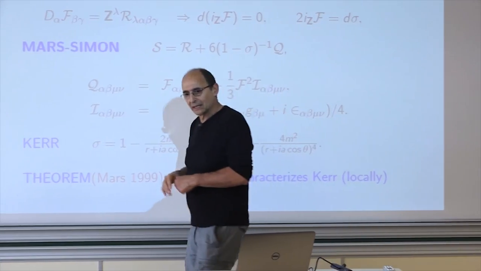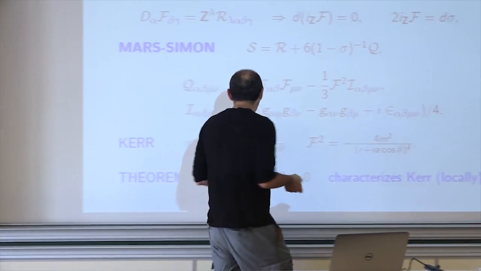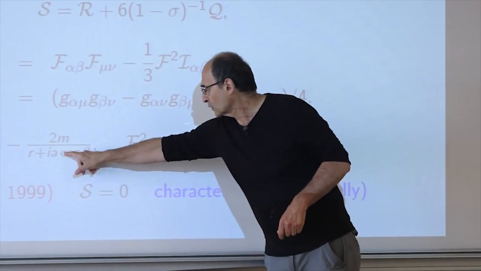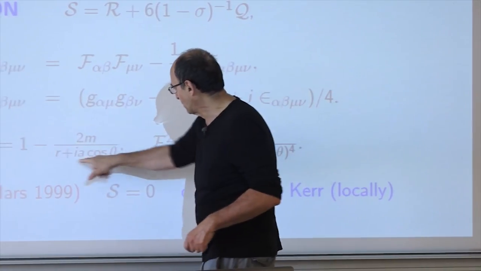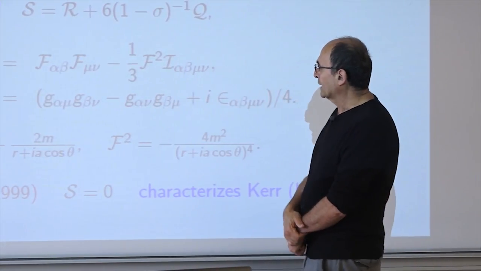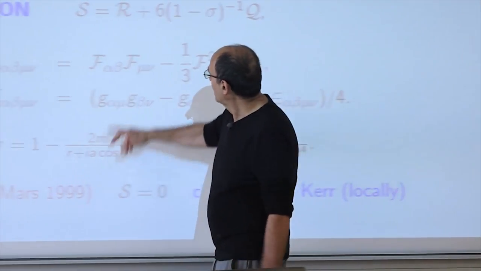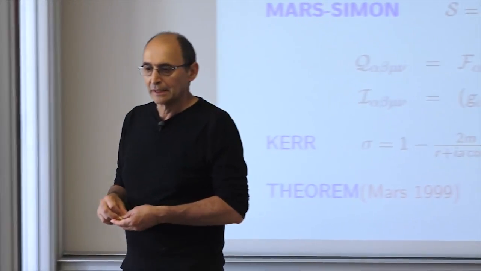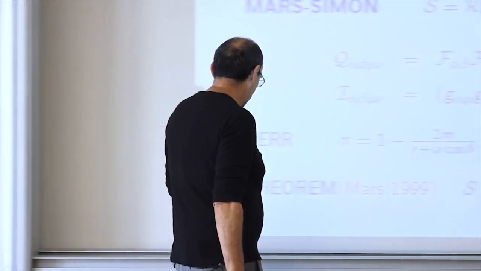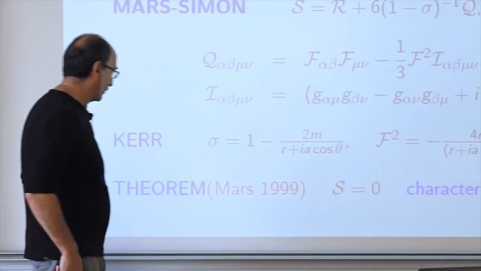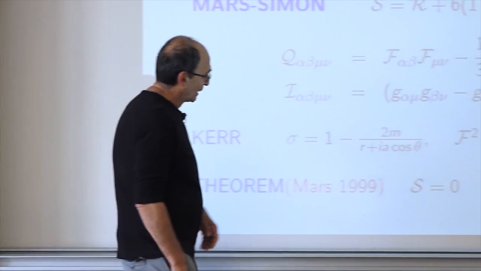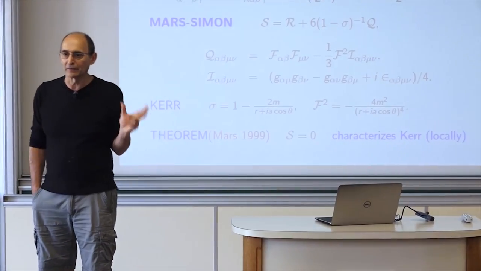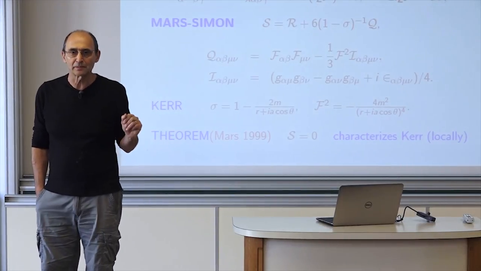And the remarkable thing is that in Kerr, you can calculate these quantities. You can calculate F squared, and you can calculate this one. So sigma is exactly 1 minus 2m divided by this. And the remarkable thing is that S is 0 in Kerr. That's just a calculation, it's not too difficult. So S vanishes in Kerr. But remarkably, and this is a theorem of Mars in 1999, the condition that S is equal to 0 makes sense, of course, for any stationary solution. Whenever I have a T, I can construct this Mars-Simon tensor.